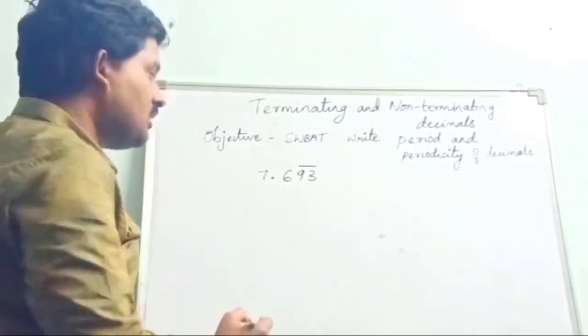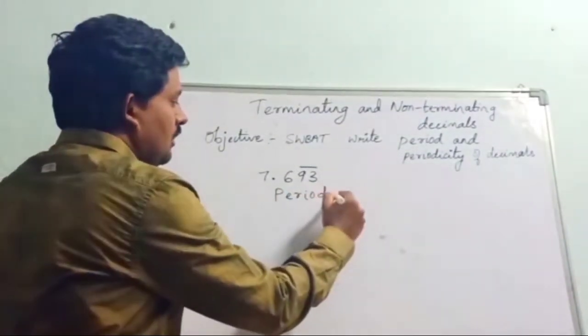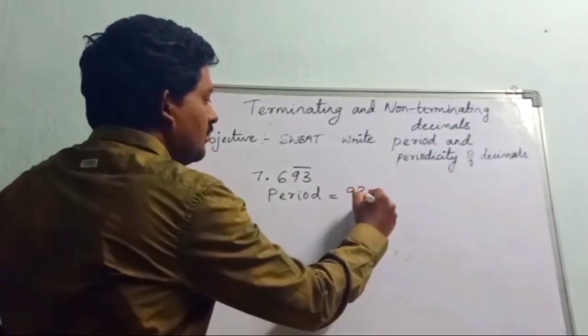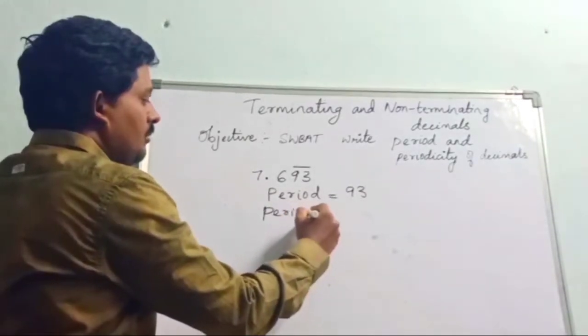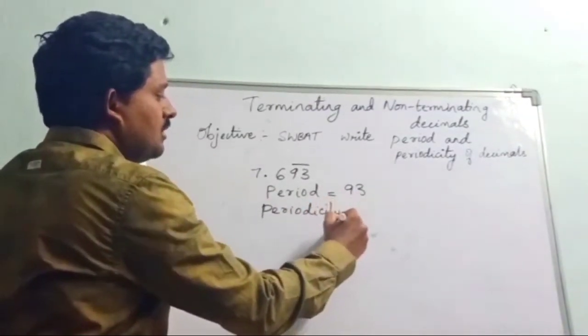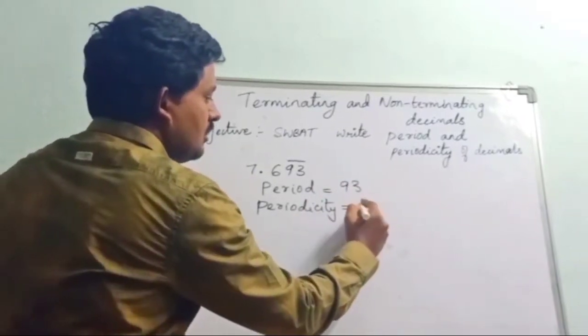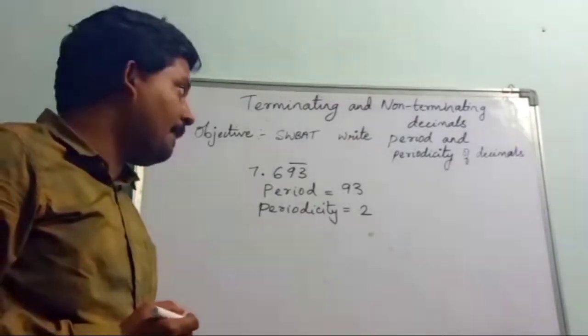So for this, what is the period? The period is the digits which are being repeated, so 9 and 3. And periodicity is the number of digits in the period. So there are 2 digits in this, so periodicity is 2. This we have already seen.